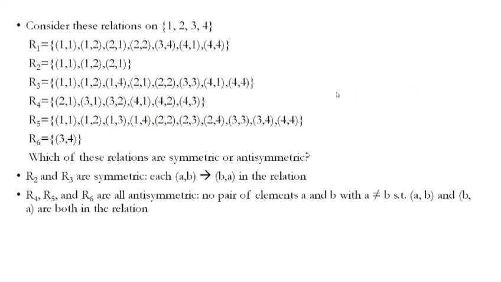Consider the relations on 1, 2, 3, 4, same relations R1 to R6. Which of these relations are symmetric or antisymmetric? So here R2 and R3 are symmetric. For each A comma B, B comma A is in the relation. In R2, 1 comma 1, 1 comma 2 is there, 2 comma 1 is there. This is not antisymmetric because 1 comma 2 is there and its reverse 2 comma 1 is also there after flipping. So this is symmetric.